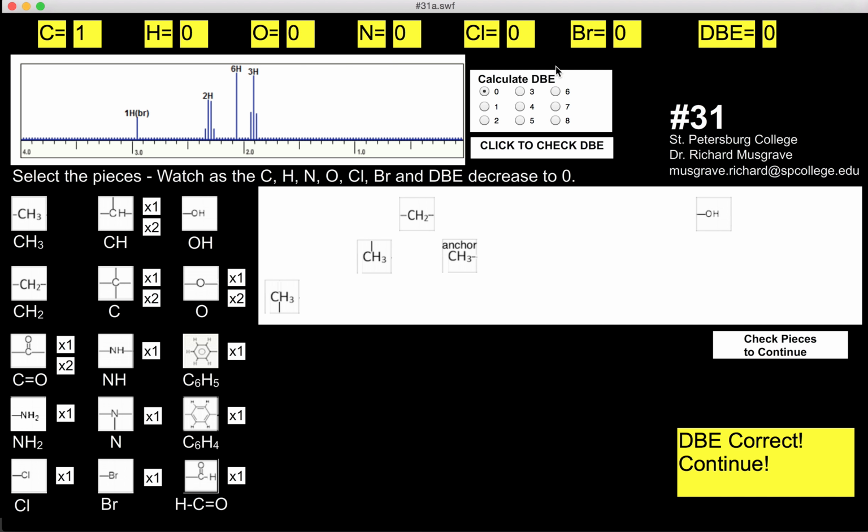When we look at what's left over, you can see we've got a carbon atom, and that doesn't have any hydrogens on it, so that would be that one there.